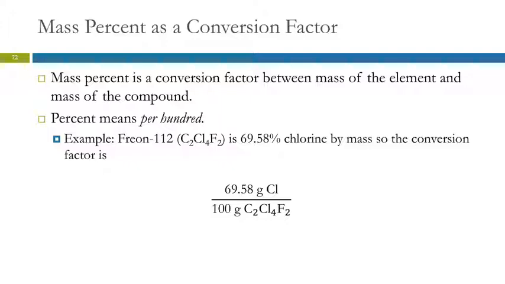So here's an example. We've got Freon 112. There's the formula. Here we're just given the percent composition of chlorine. You could calculate that, but they gave it to us. 69.58% chlorine. So that means 69.58 grams of chlorine per 100 grams of compound. Now, this isn't the only way to do it, but I think it's the most straightforward. So a percentage is that many per 100 of the whole thing.